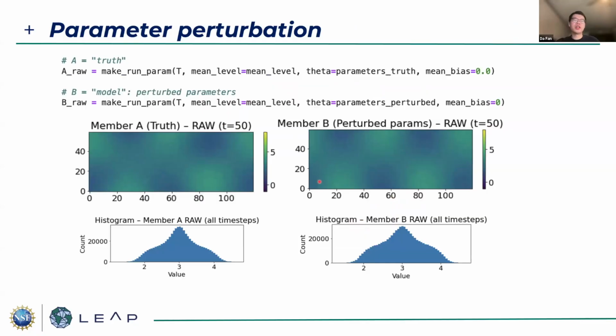All right, and in the second experiment, we added parameter perturbation. So still we have the same physics equation, but we changed the parameters. Member A, which is the truth, still has the truth parameters and no mean bias, while member B uses perturbed parameters and still no bias. As you can see in the histogram for member A and member B, they look quite similar. I mean, similar mean values and slightly different shape.